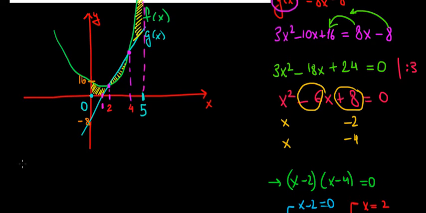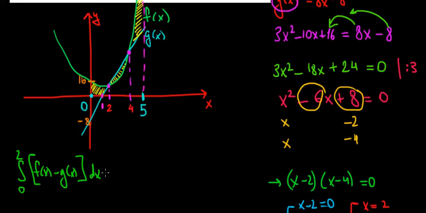Let's see. For the first interval, we have the area defined from 0 until 2, right? Between 0 and 2. And what do we have here? F of x has greater value than g of x, right? The green line is above the blue line on this range, meaning we will subtract f of x minus g of x dx. Hope this makes sense.